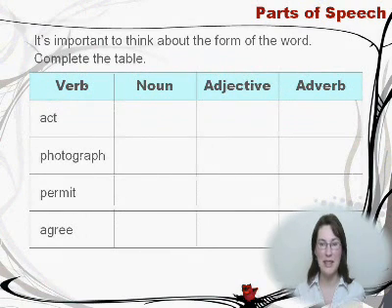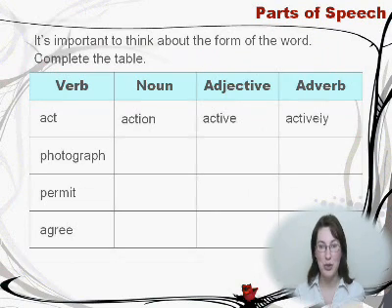The first verb is act. Have a think what the noun, adjective and adverb is. The noun is action. The adjective is active. A person can be very active. And the adverb is actively. You do something actively.